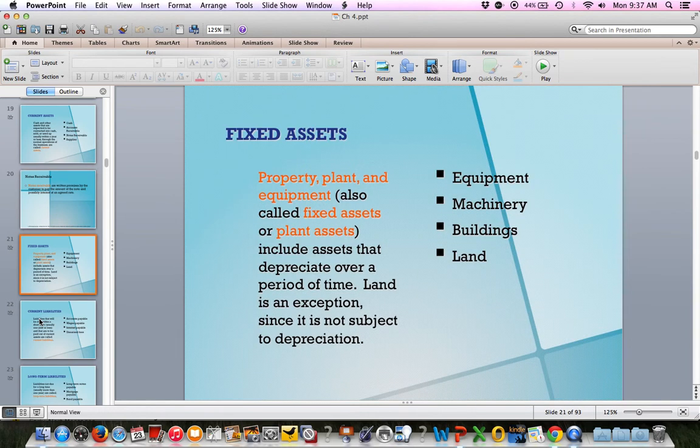Fixed assets are typically property, plant, and equipment, items that we can look at, see, and touch. They will last a long time, and so we classify them as fixed or long-term. Machinery, equipment, buildings, land are all examples. It says that we depreciate these assets over their useful life, with the exception being land. Land is the one asset that we do not depreciate.